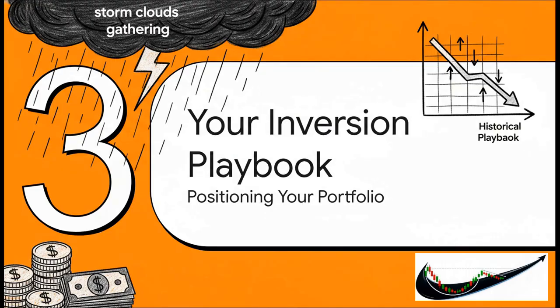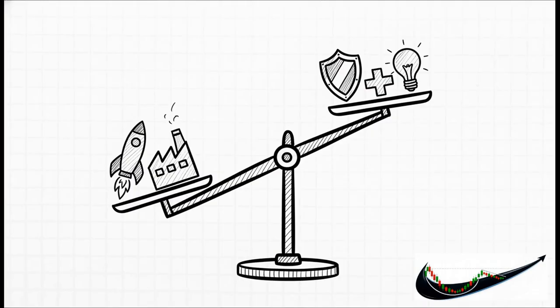Okay, so the storm clouds are on the horizon. What does this forecast actually mean for your money? Let's get practical and talk about the historical playbook for how to navigate this kind of environment. When a curve inverts, the whole vibe of the stock market changes. Those exciting, high-growth stocks that do great in a boom tend to fall out of favor.